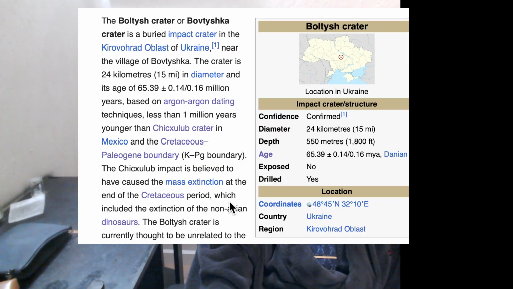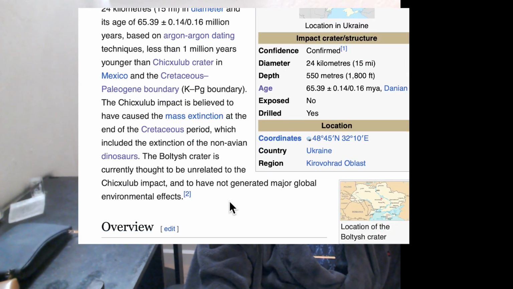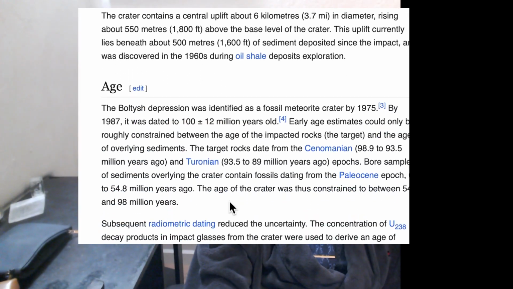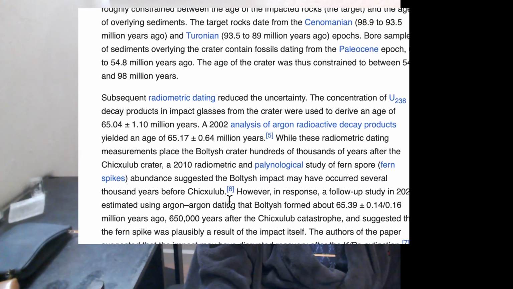So this is considered to be a more recent strike than the already proved Chicxulub Crater. This happened more recently, according to the modern modeling, which has its reasons, although they certainly can be argued. And the radiometric dating reduced the uncertainty. They looked for U-238 decay products.